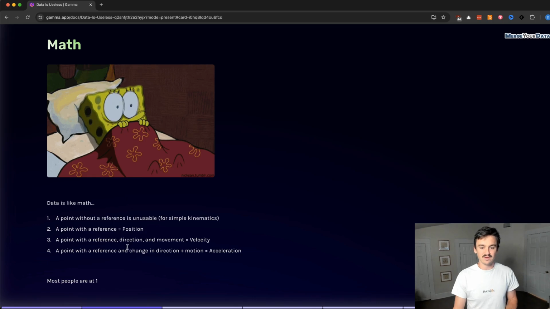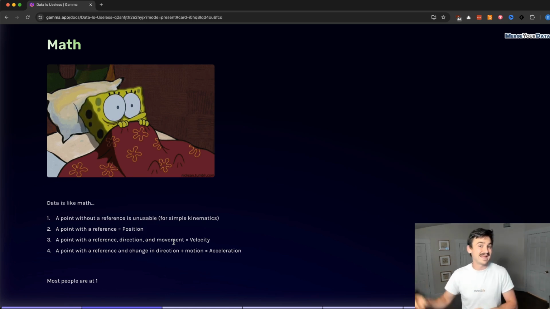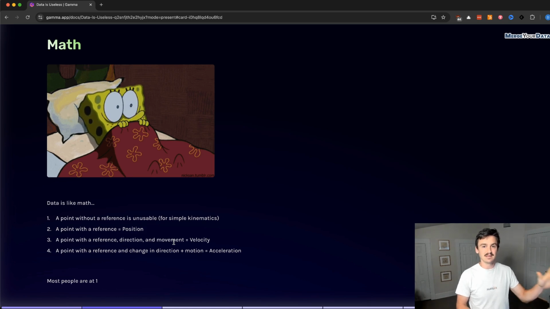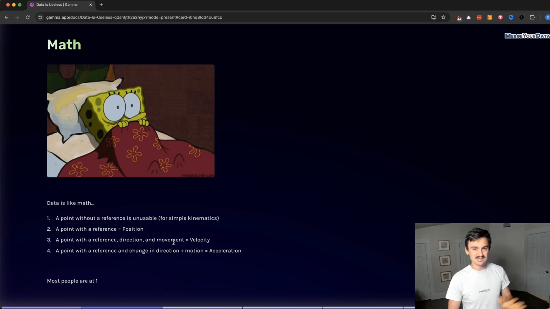Three is a point with a reference, direction, and movement, and this would be velocity. And so if you think about when it's useful to gather information about something out in the real world, you're walking down the street, you don't care where a car is at a point in time if you're crossing the street. You care where they're at and how fast they're moving and in what direction. And this is velocity. Now, this is information that's actually useful.